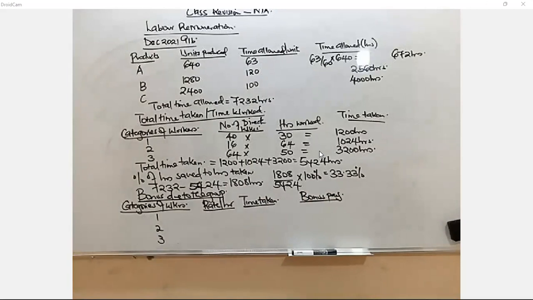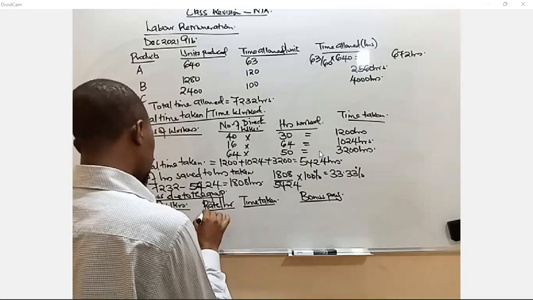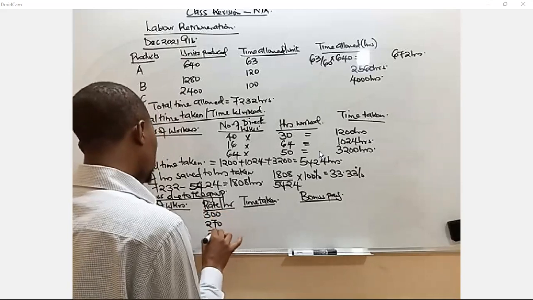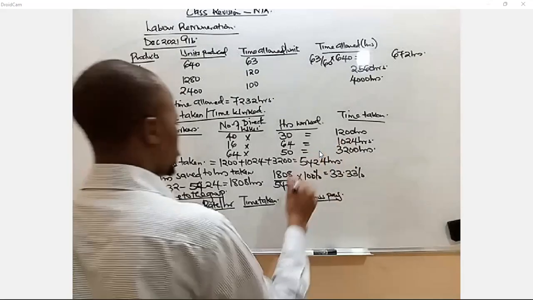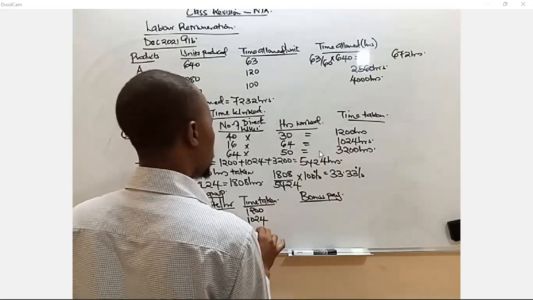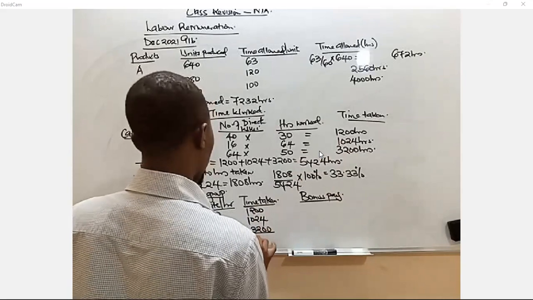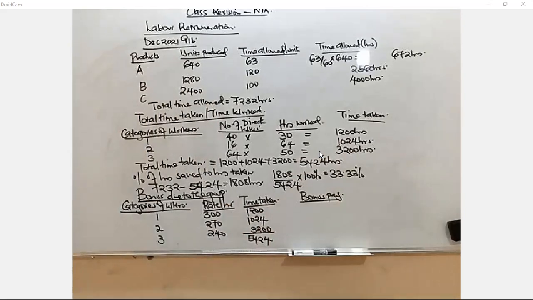Now, when you look at the rate per hour, the examiner has already provided that information. We are already given 300, 270, then 240, correct? Then the time taken, very simple. We were able to get our time taken, which is 1200, 1024, then 3200. The total here is 5424. So you have to be working on the proportions down here.